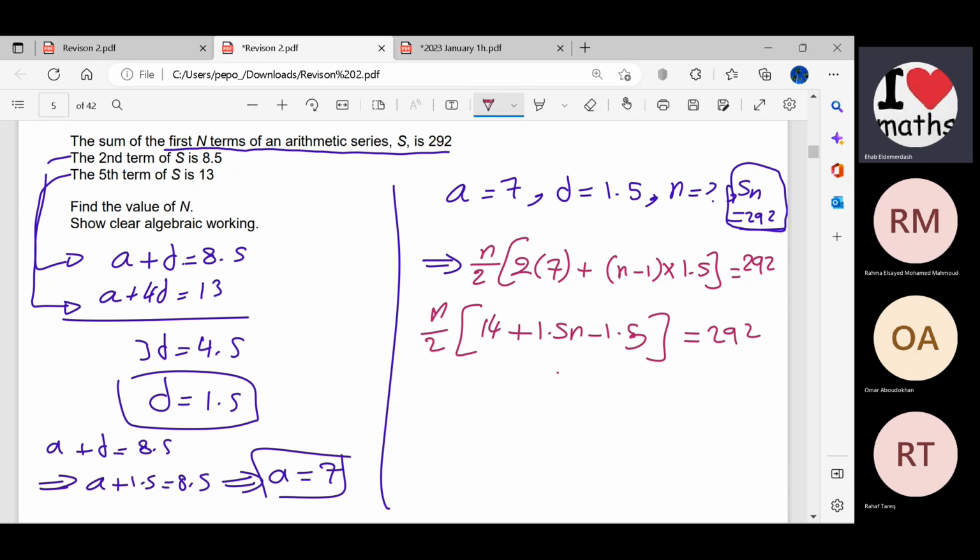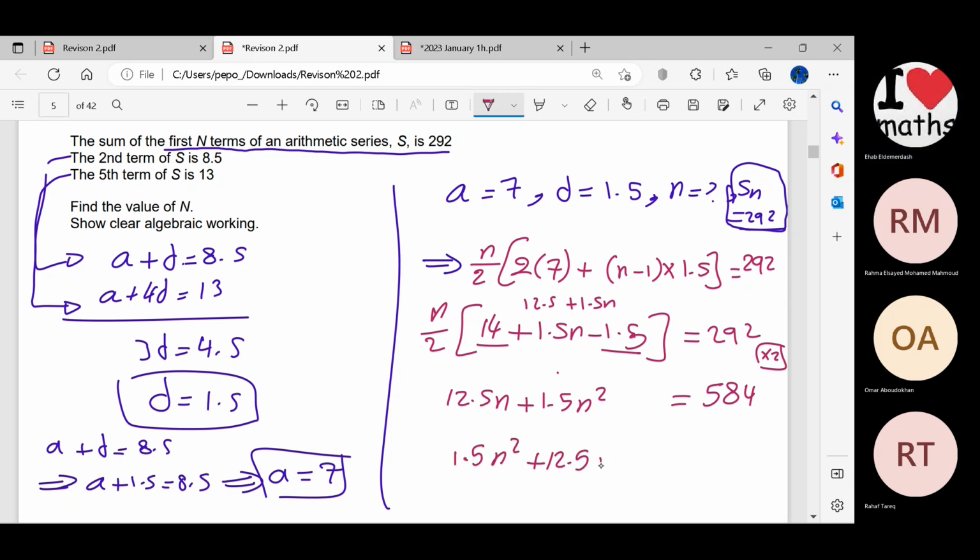14 minus 1.5 gives you 12.5, so I multiply all of the equation by 2. 292 times 2 is 584, I think. I multiplied the whole equation by 2, and 14 minus 1.5 is 12.5, so we get 12.5n plus 1.5n squared equals 584. So 1.5n squared plus 12.5n minus 584 is equal to 0.